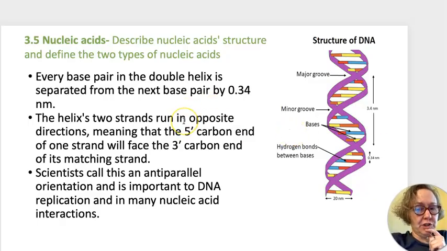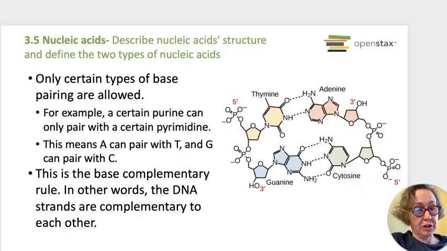The helix's 2 strands run in opposite directions, right? This one goes here, this one goes here, right? And they come together like this. One will face that 3' carbon and the other will face the 5' carbon. We'll look at that in just a minute. Scientists call this anti-parallel. Anti-parallel, and it's the orientation, and it's important for DNA replication.